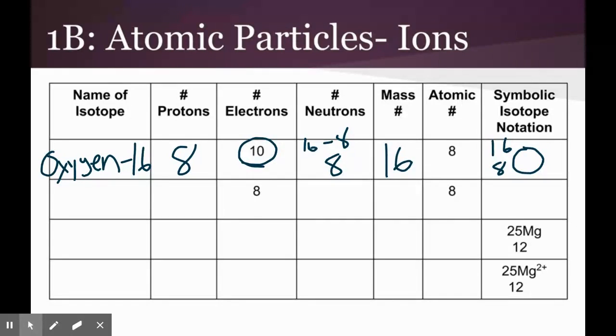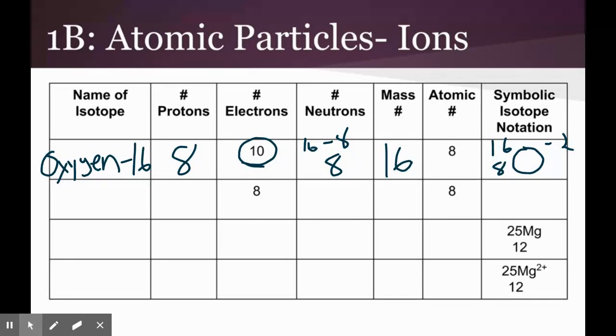So remember, electrons have a negative charge. So if we have gained electrons, and if we have 10 electrons, that means this oxygen has gained 2 electrons. That means the overall charge of the atom is going to be negative 2. So it's important for you to recognize that this element has a different number of electrons from the number of protons, which means that it's an ion, so you will have to add that to the isotope notation.